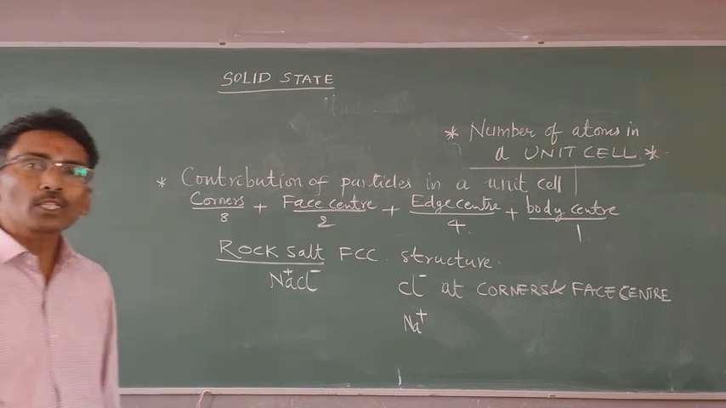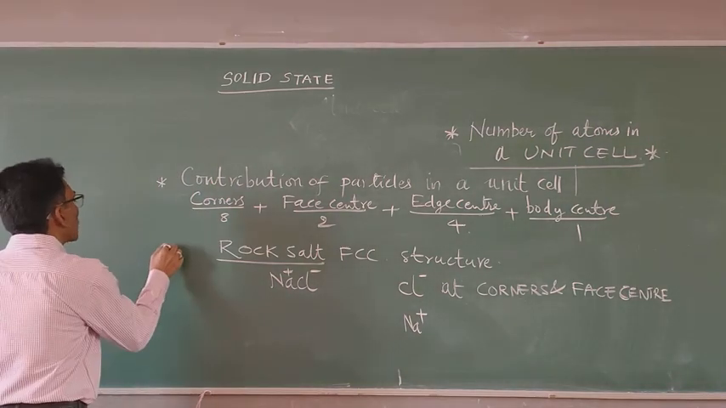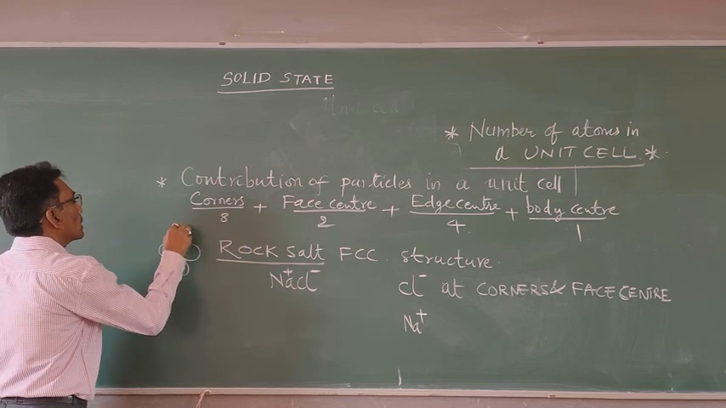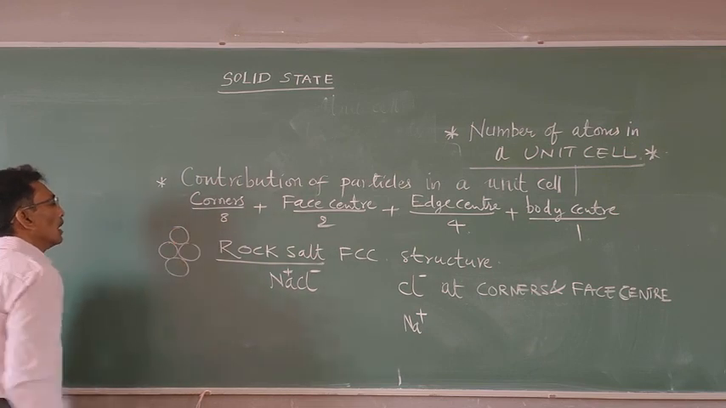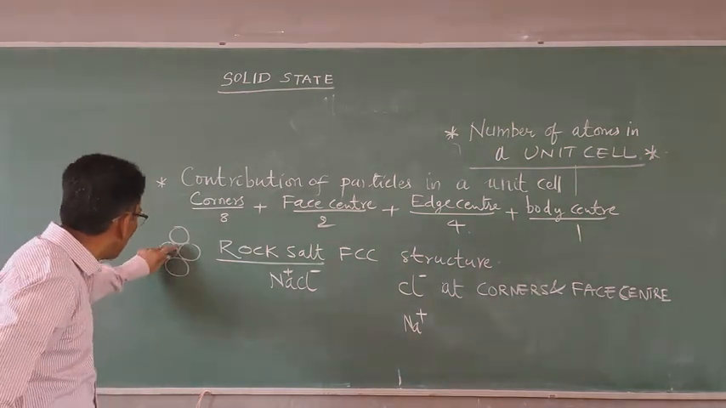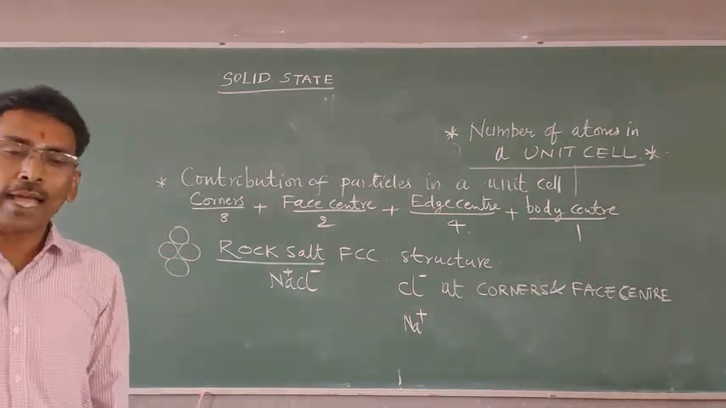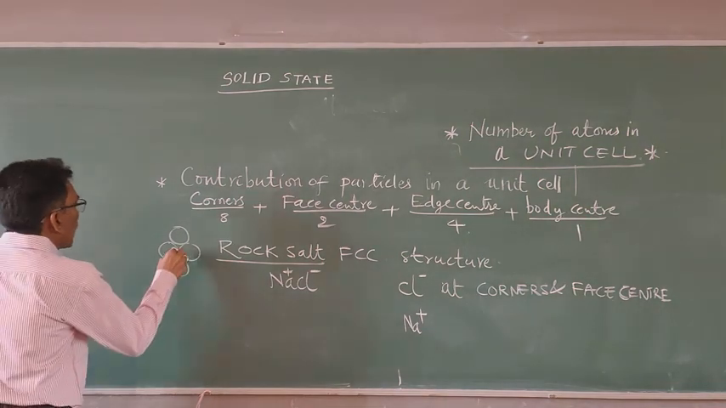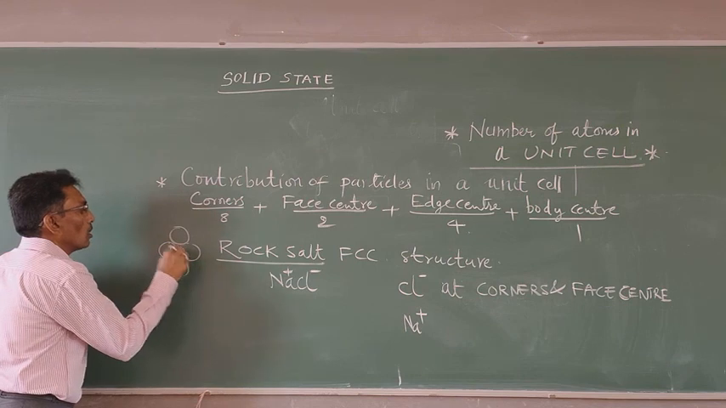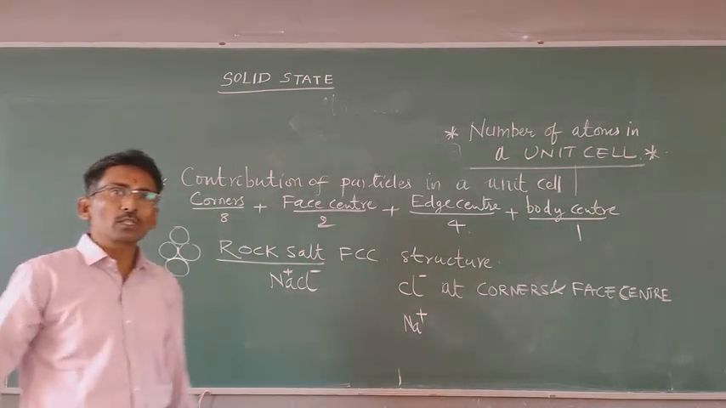If the particles are arranged in close packing like this, this is the arrangement. Even though they are closely packed in the solid state, there are some gaps. These gaps are known as interstitial spaces or voids. Here two types of voids are resulted.